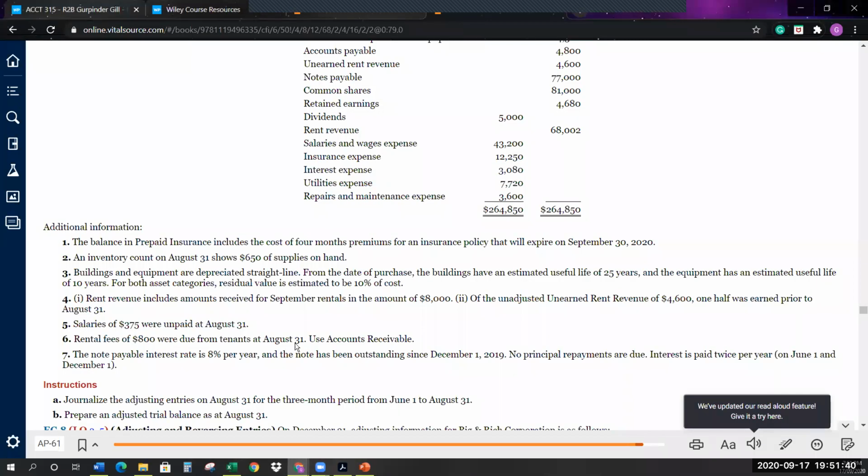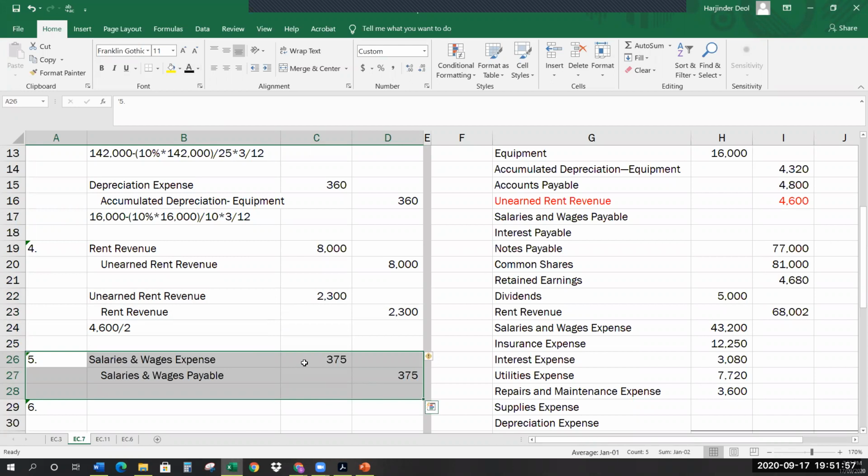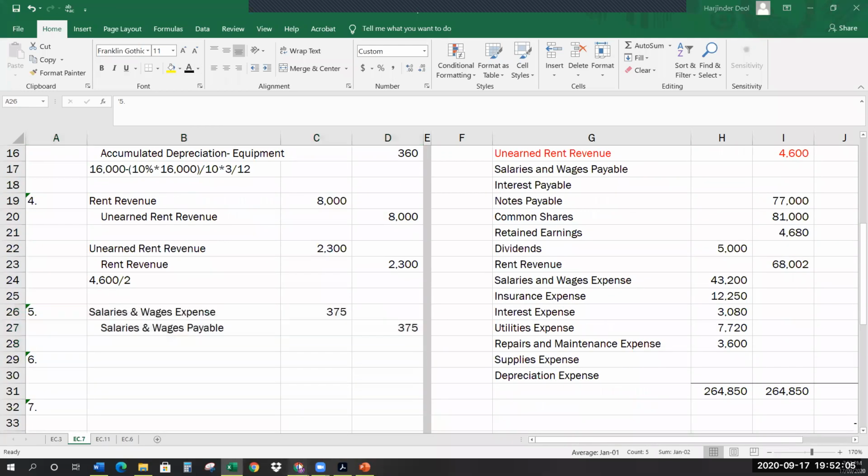Then for number 5, salaries of $375 were unpaid at August 31st. So if they were not paid, we still have to record them. So debit to salaries expense and credit to salaries or wages payable. Either of those accounts is fine, whether you call it salaries or wages, it's all good.